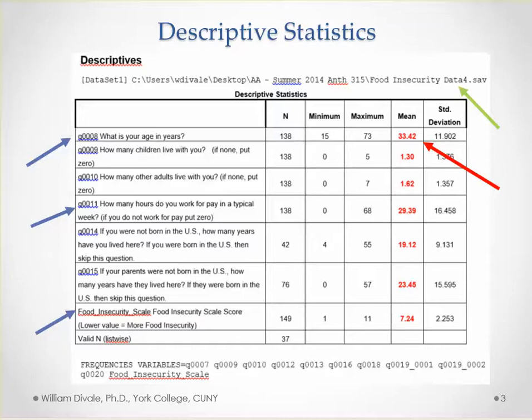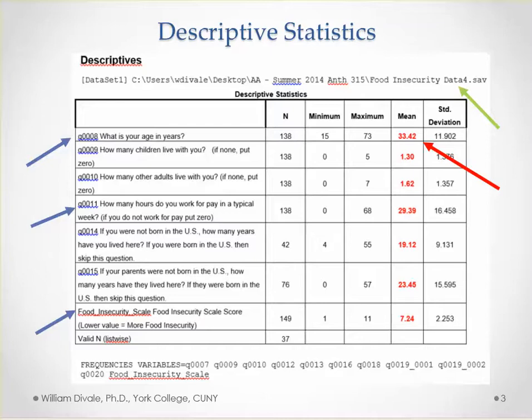Now, let's look at some of the arrows on this table. First, the green arrow refers to the data file that was analyzed. In this case, the food insecurity data, and it was file version number 4 after I edited some of the variables. Now, if we look at the blue variables on the left, they point to the specific variables. Okay, the first blue arrow is what is your age in years. On the questionnaire or the Excel output, that is Q008, question 8.